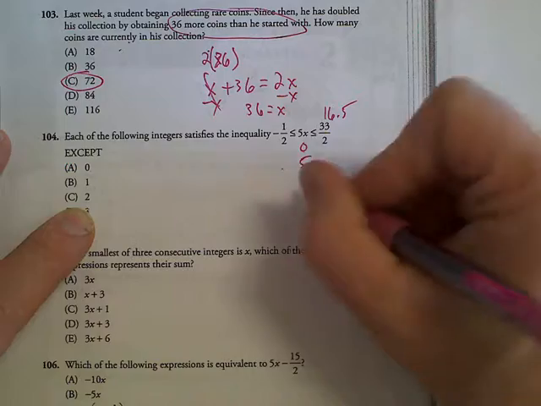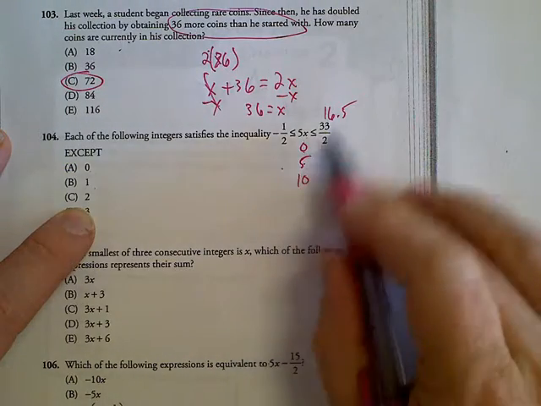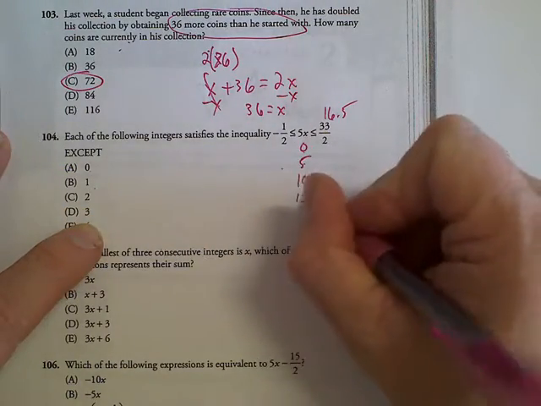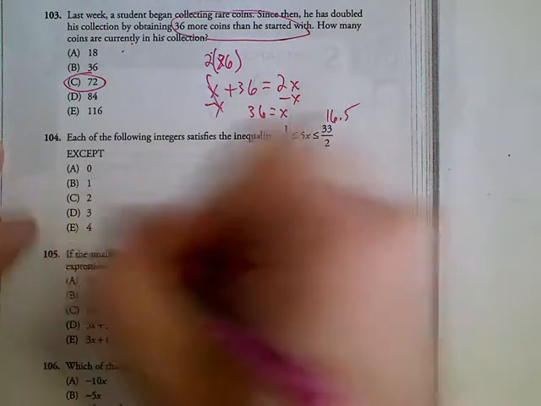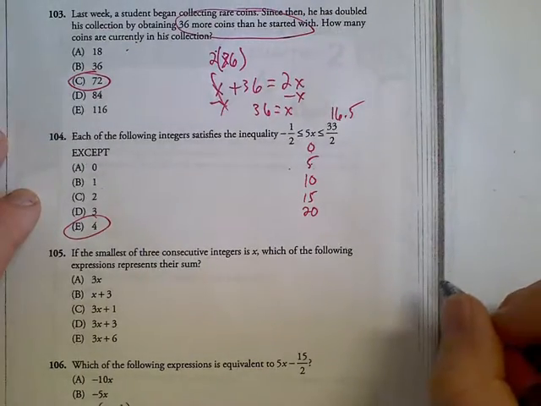If I plug in 2, that would give me 10. 10 is still less. If I plug in 3, that's 15. That works. If I plug in 4, that would give me 20. 4 would be too large.